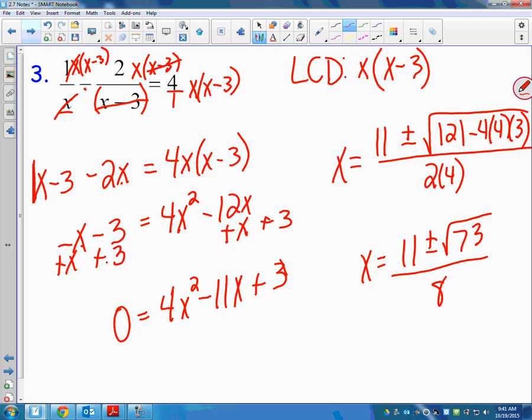16 times 3 is 48. Great thing about this problem is 73 does not have any perfect squares in it. So that means we don't have to simplify anything. We just get this really ugly answer of 11 plus or minus the square root of 73 all over 8. That does not make my problem extraneous. So those are my two answers.